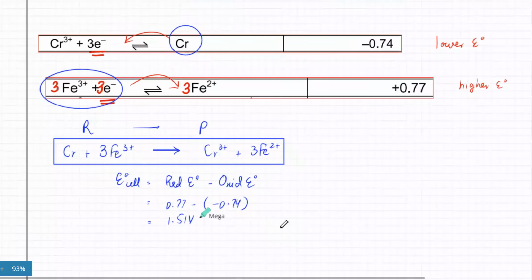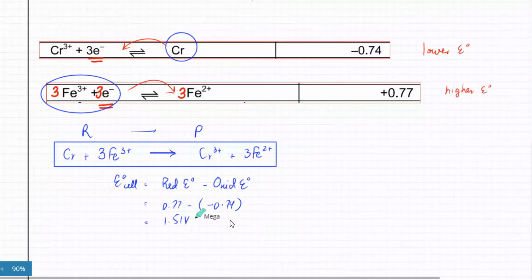So this one has a pretty high E0 cell, which means it's going to be a very vigorous reaction.